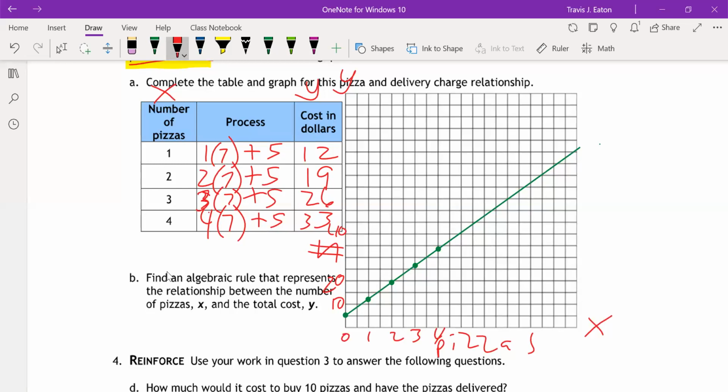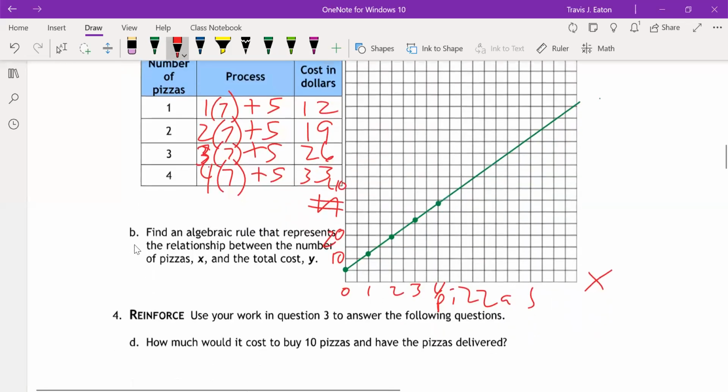All right. Well, we've drawn the graph. We've filled in the table. We're good to go. Now let's write our algebraic rule. Remember, we've got to write the algebraic rule. Are you kidding? Without an algebraic rule, the world would fall into chaos.